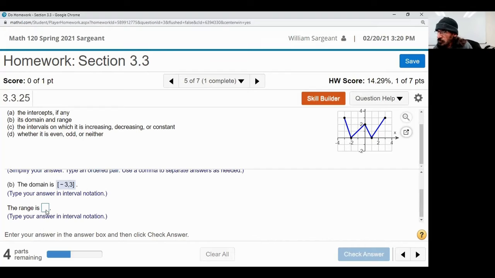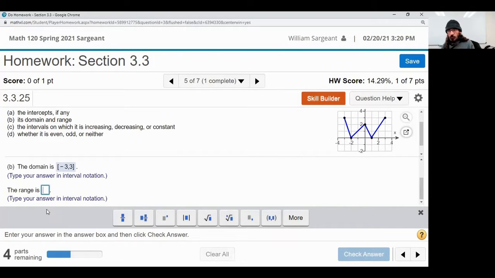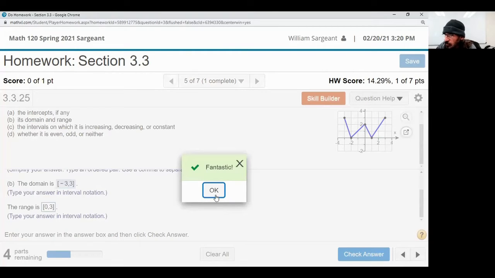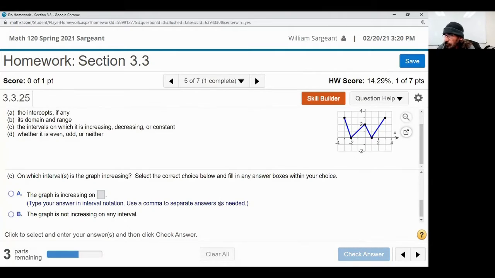And then the range, we've got to put both of these in least to greatest order. So that domain, I was reading left to right. Now I'm going to read from bottom up. And that's going to be from 0 to 3. And again, both of those are included. We don't have any open circles to indicate lack of inclusion.